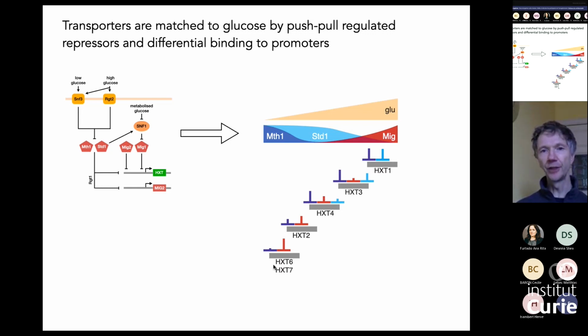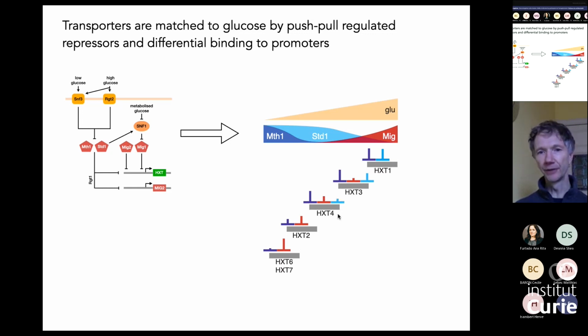So these are the high affinity transporters, which should be expressed in low glucose. And they do that by being more weakly bound by MTH1. So when MTH1 starts to degrade, they come on. And they're strongly bound by MIG, so that in these higher glucose concentrations, they're repressed. So they only come on in this region.